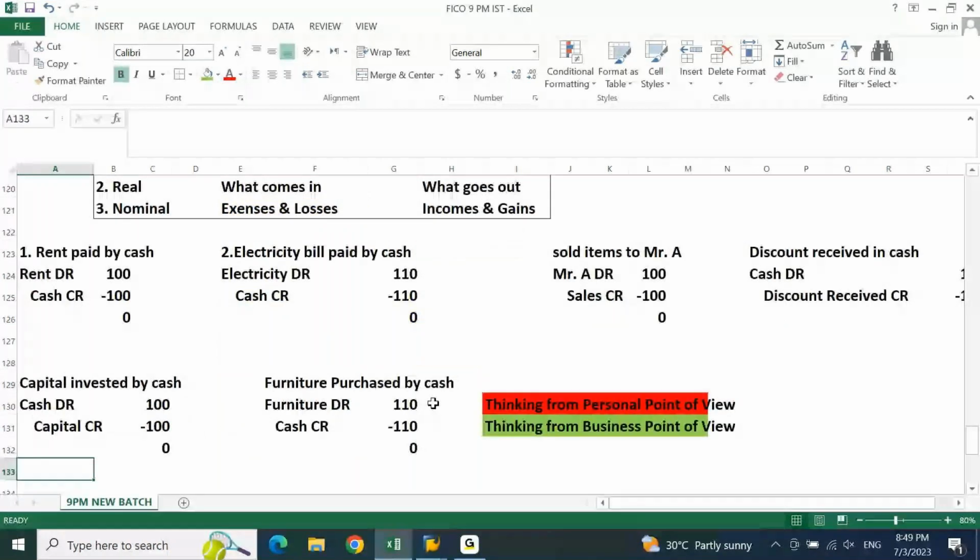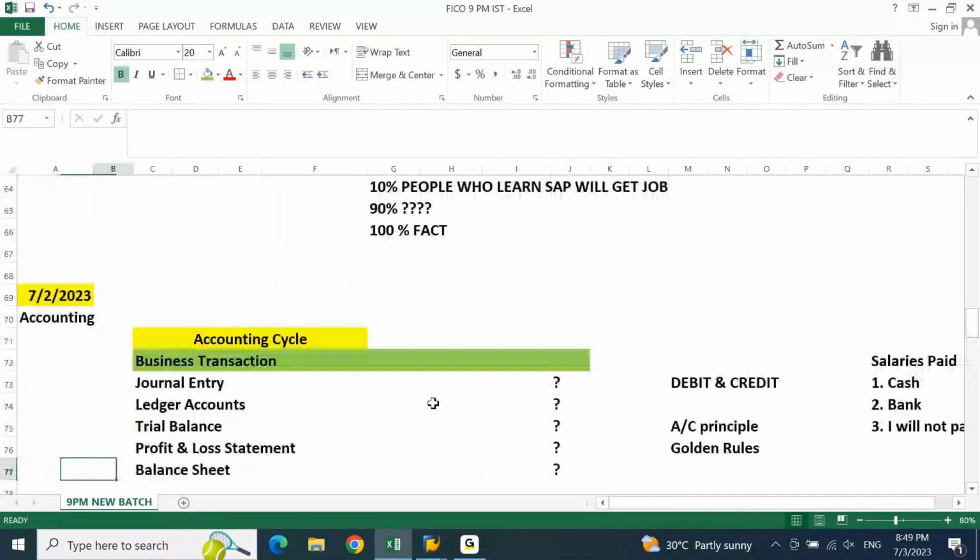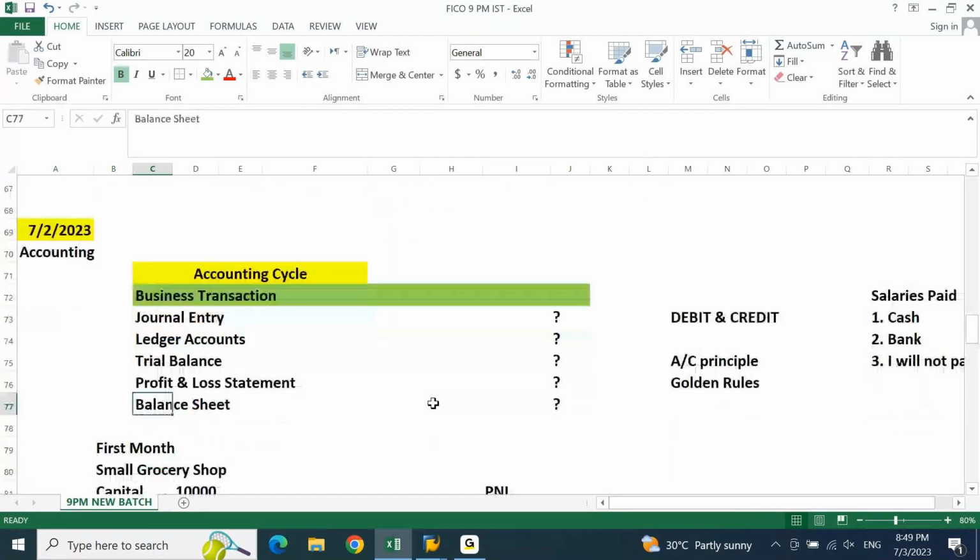If I go back a little to the top, this is where we listed a few points yesterday. We wrote something called the accounting cycle, in which you have listed business transaction. Based on the business transaction, you will be writing a journal entry. Now we have seen journal entry. Based on the journal entry, you are going to record ledger accounts, or prepare ledger accounts. In each account, what will be the opening balance, what will be the transaction balance, and what will be the closing balance. So in short, you take the opening balance, take the transaction balance, and figure out the closing balance.